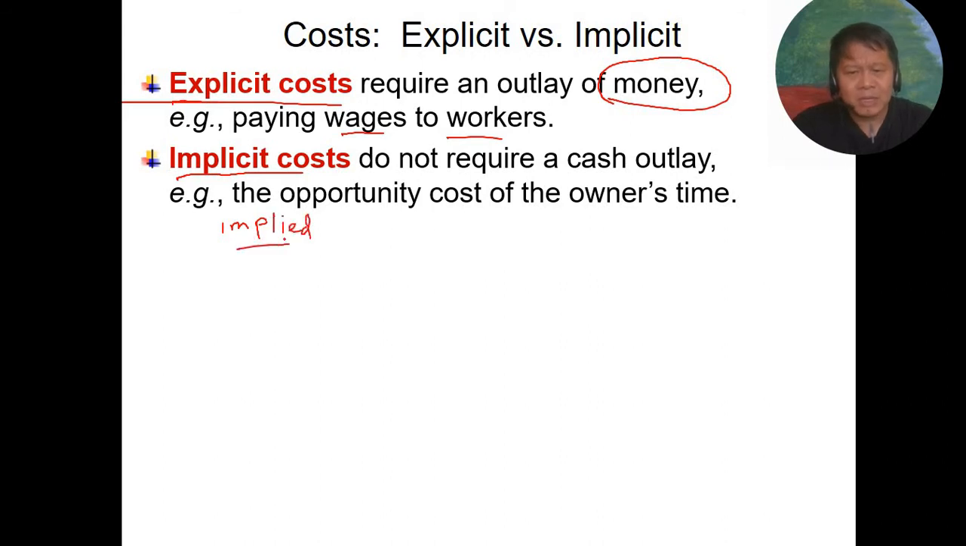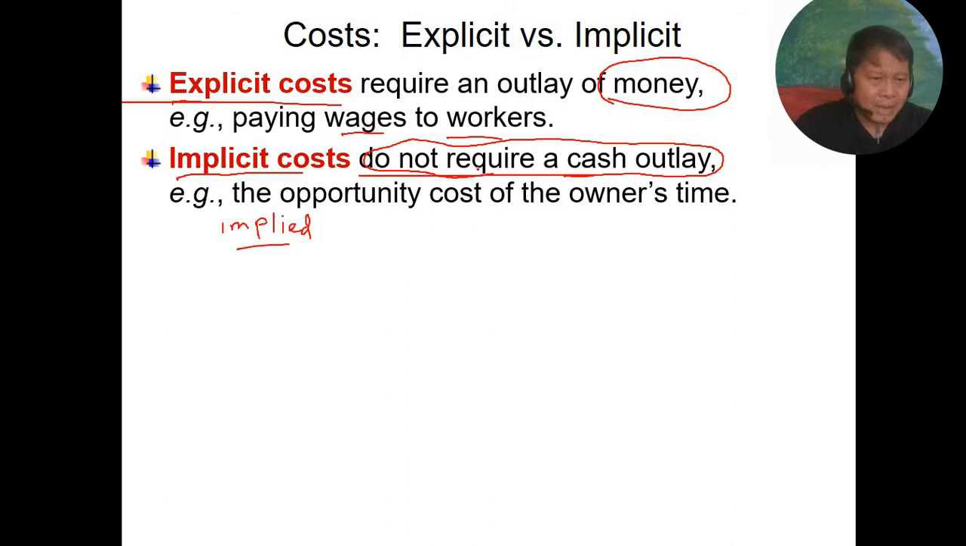Okay? Implicit costs do not require a cost outlay. It does not require money, but it is considered a cost, no? So implicit costs do not require a cash outlay. Example of this, the opportunity cost of the owner's time.